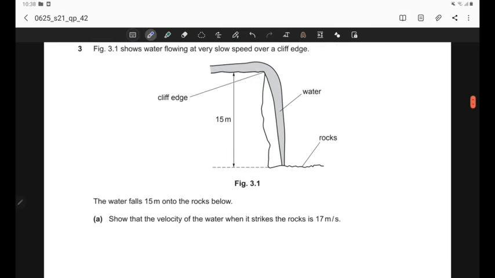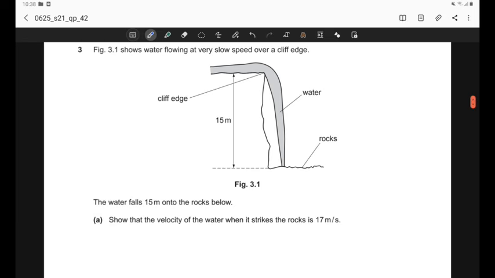Question 3. Figure 3.1 shows water flowing at very slow speed over a cliff edge. The water falls 15 meters onto the rock below. Show that the velocity of the water when it strikes the rock is 17 meters per second. Here, the water at the top of the cliff will have energy in the form of gravitational potential energy. But when the water falls down, all its gravitational potential energy will convert to kinetic energy.